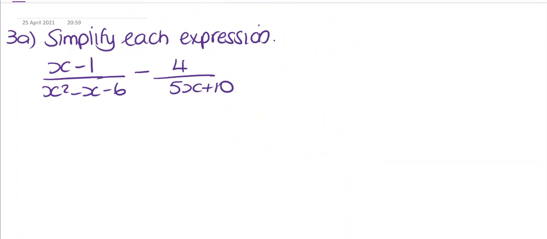Okay, so simplify each expression. So we've got another question. So we need to factor. So the first one, let's factor.